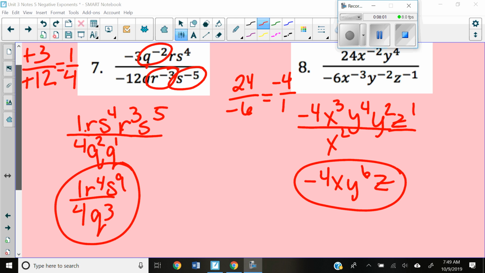-4x, y to the 6th, z. So first, 24 over -6 is going to divide to -4. That would be in the numerator, -4 over 1. I moved all my negatives, so every variable in the denominator moved up, and only the x squared in the top moved down. I have x to the 3 on top, x to the 2 on bottom, so the top has one more. My y to the 6th, and I get a z. Hope you guys did great with that.